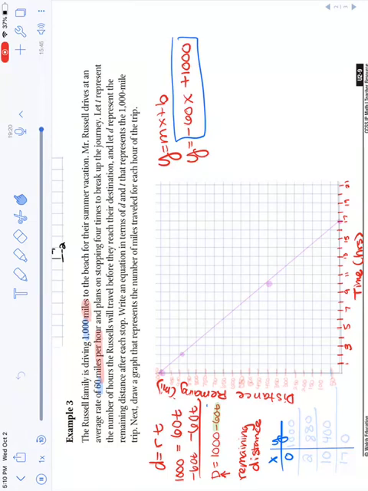So if you look at the table of values, 0 is going to give you 1,000. If you did 2, it would give you 880. If you looked at 10, it would give you 400. What about 17? That would give you 0. So would I need to use values greater than 17? Well, hopefully you're thinking we would never have negative distance. So that would be the end of the trip at the 17th hour there. So we would stop there at 17.